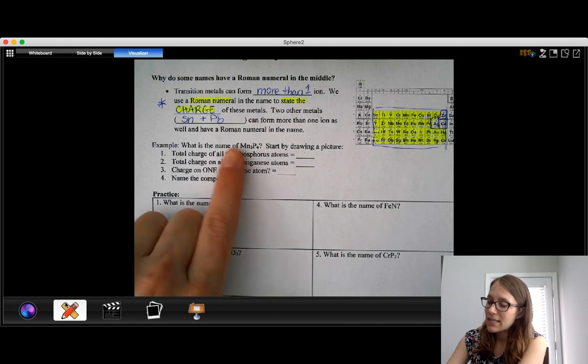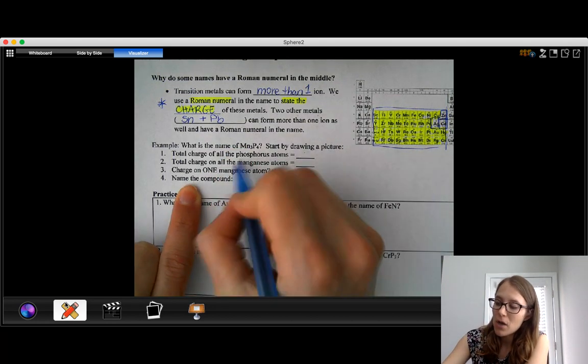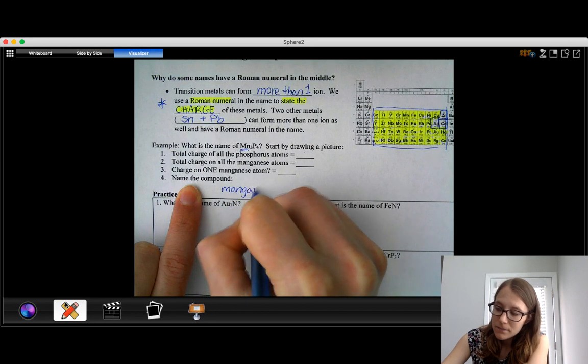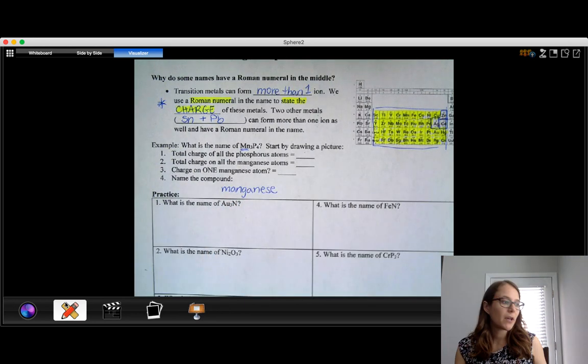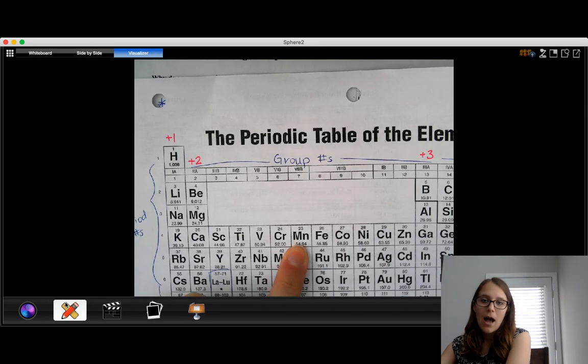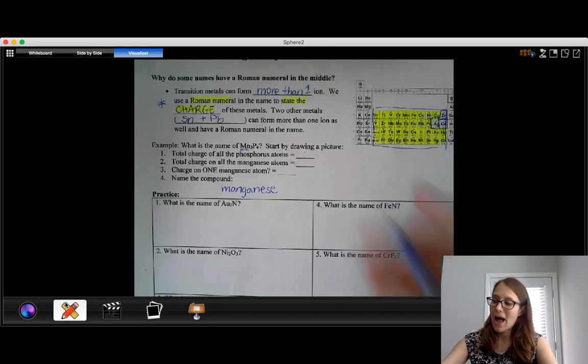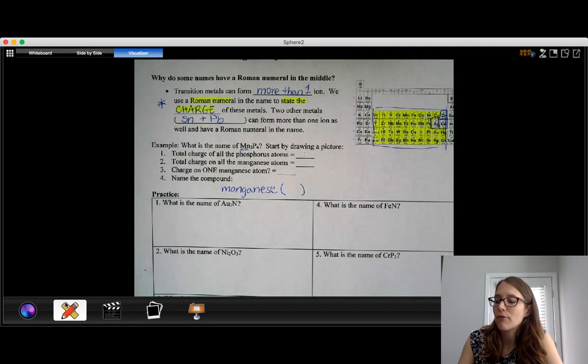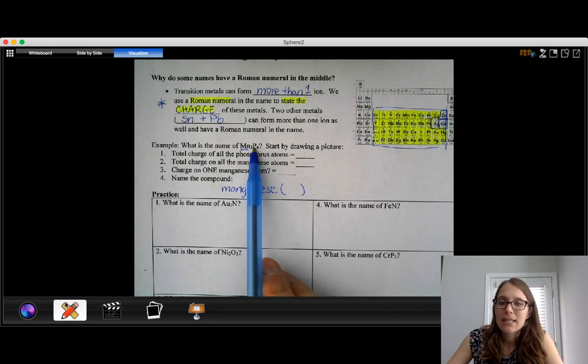So I'm actually going to skip down to the bottom where it says name the compound. Mn is manganese. So that's an element on the periodic table. And because it's a transition metal, I don't know the charge, so I'm going to have to write the charge as part of the name. So I'm going to leave space here for it. And then I'm going to name the second part.